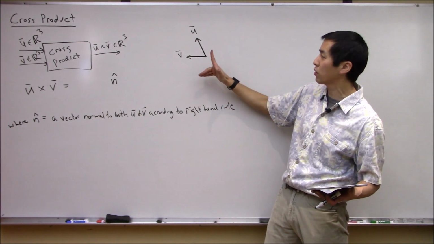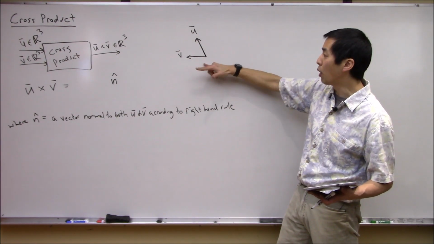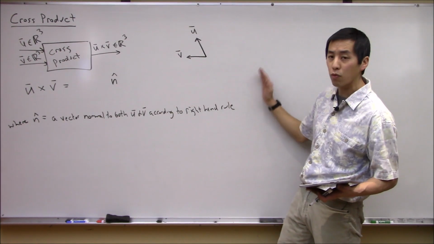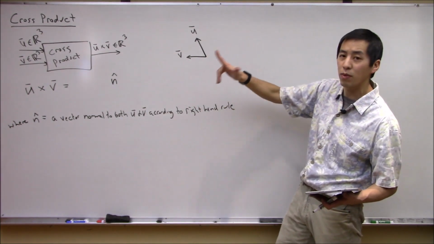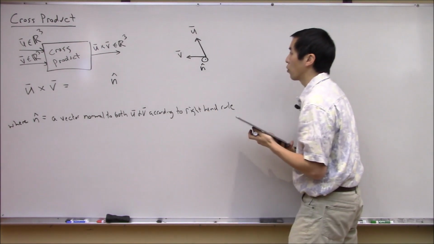In this particular case, it's pointing directly straight out of the board because u and v both live in the plane of this whiteboard. So this n hat has to be coming out of the board. I'm going to draw it like this: n hat, coming out of the board.